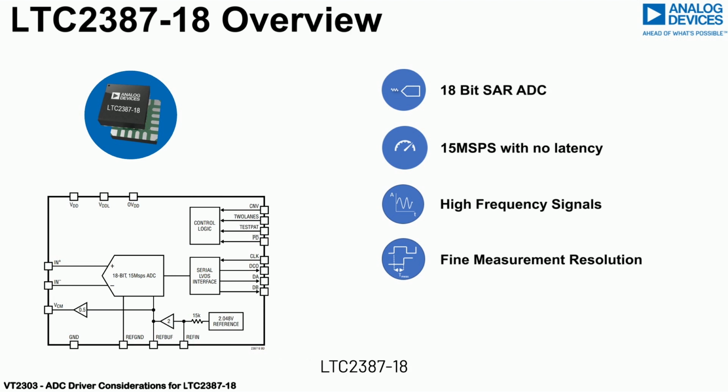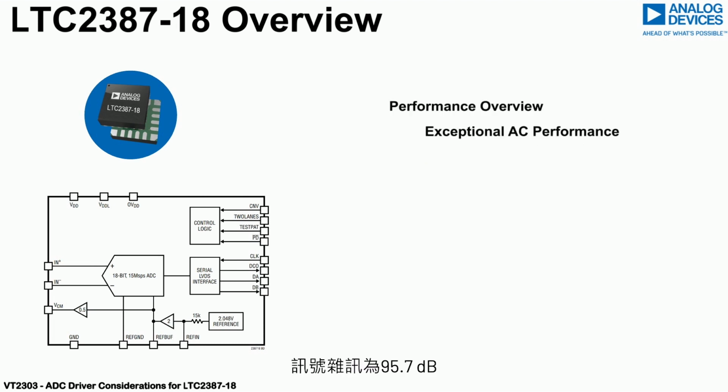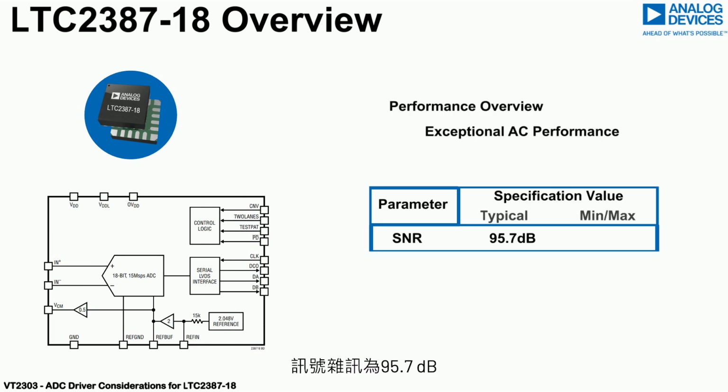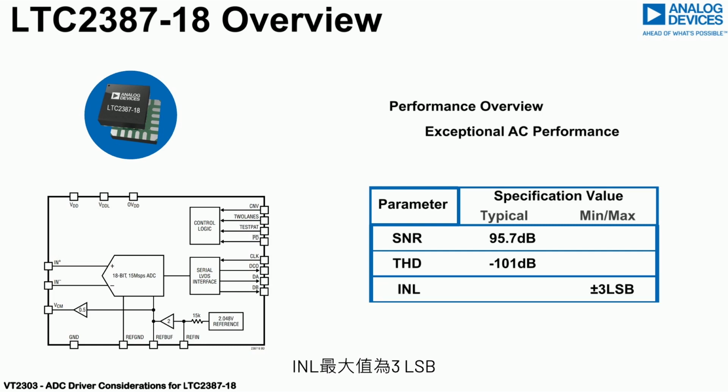The LTC2387-18 has Nyquist sampling up to 7.5 MHz, delivers signal-to-noise ratio up to 95.7 dB, and total harmonic distortion performance up to -101 dB, and specifies 3 LSB maximum INL performance.